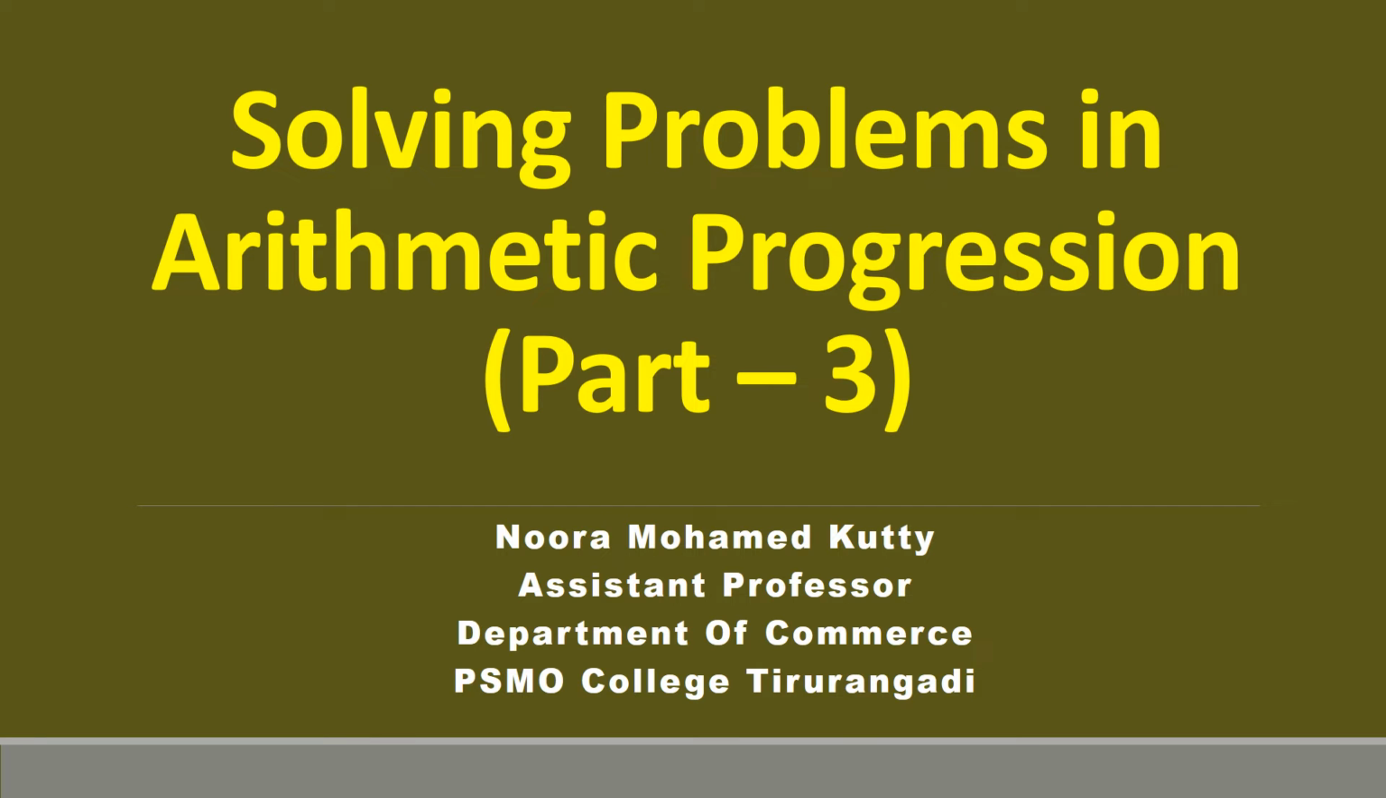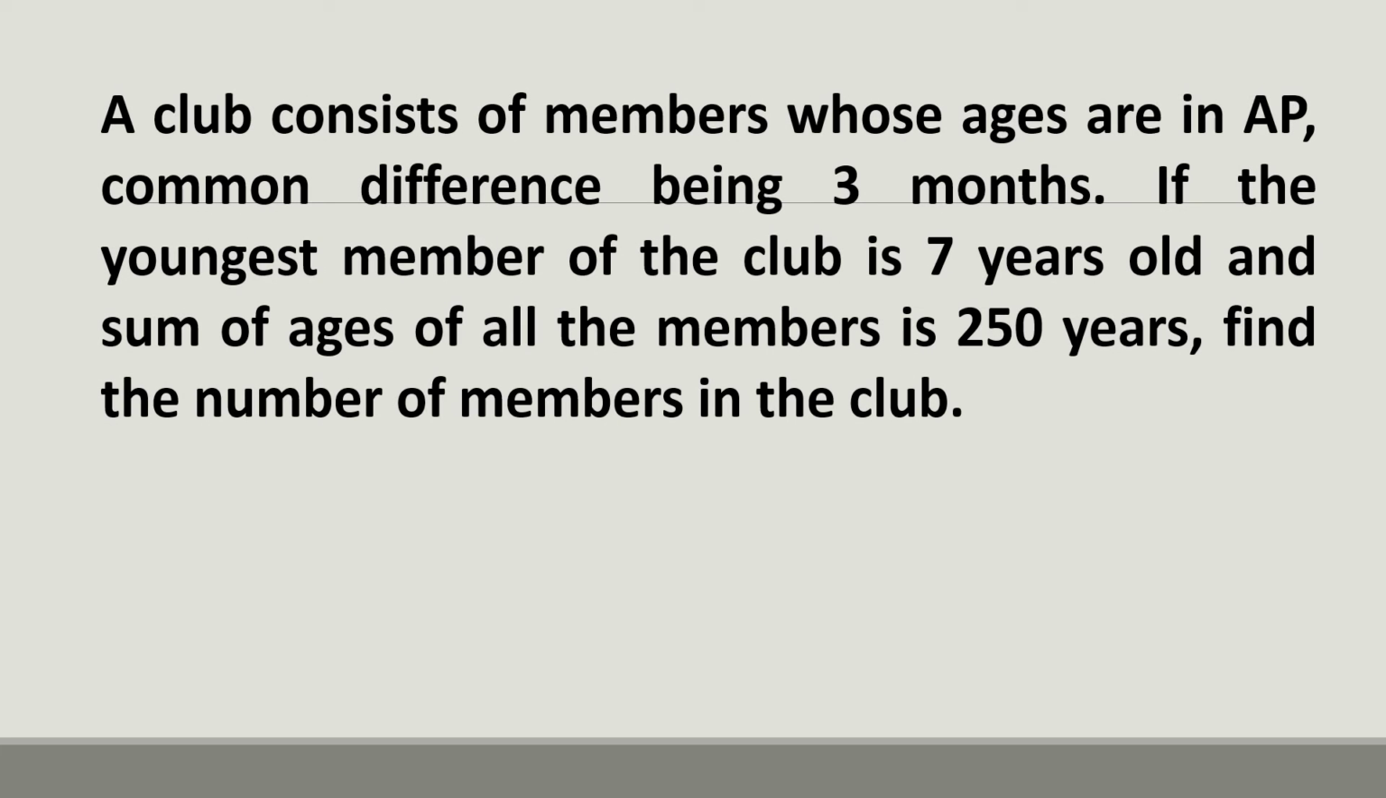In this video, let us solve some more problems in arithmetic progression. Now let us consider a question. A club consists of members whose ages are in arithmetic progression, common difference being 3 months. If the youngest member of the club is 7 years old and the sum of the ages of all the members is 250 years, find the number of members in the club.